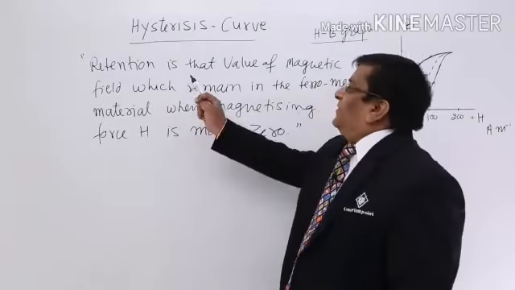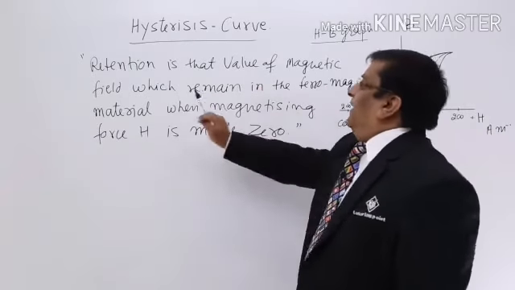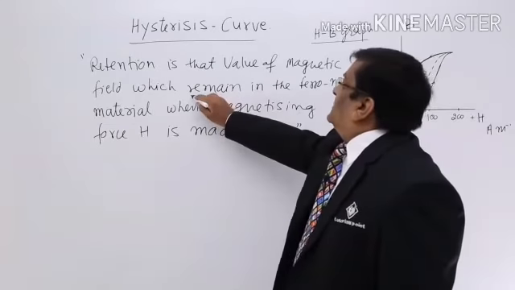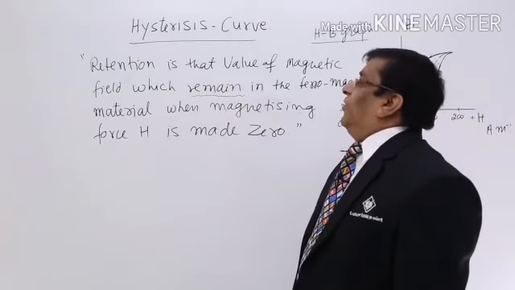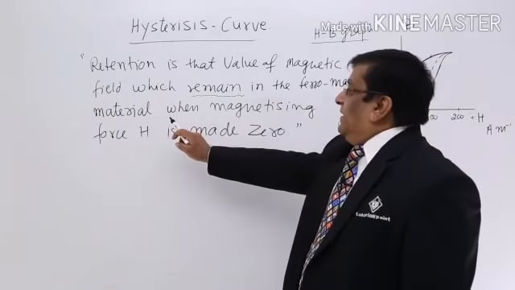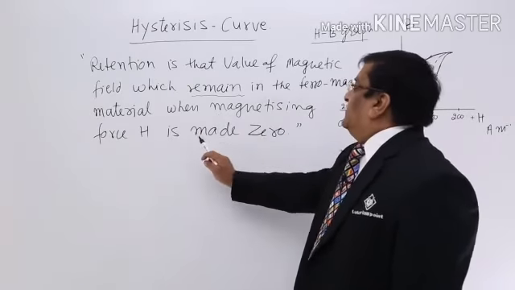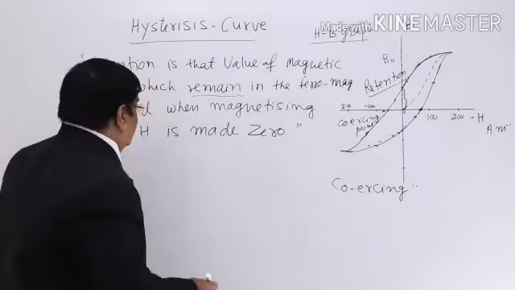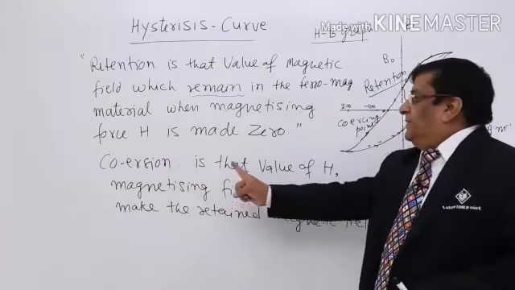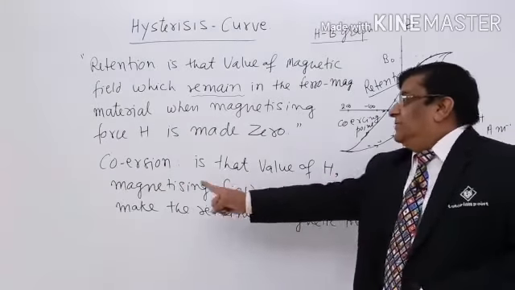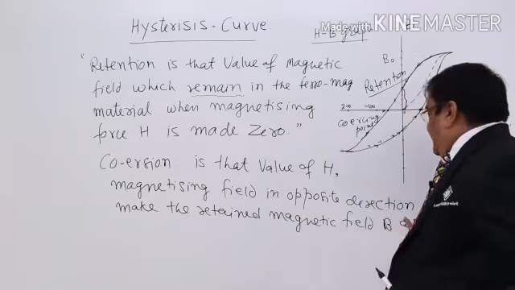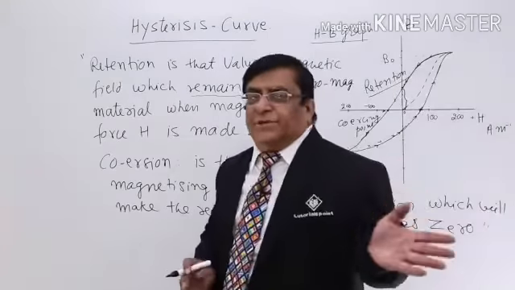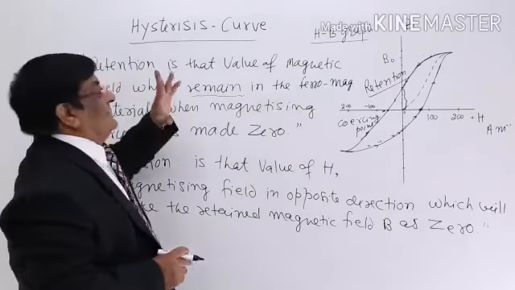Okay, so here is the definition of retention. Retention is that value of magnetic field which remains in the ferromagnetic material. This is important. It is retained in the ferromagnetic material when the magnetizing force H is made 0. Similarly, we can make a definition of coercion. Coercion is that value of H magnetizing field in the opposite direction which makes the retained magnetic field 0. So this is coercion and that was retention.